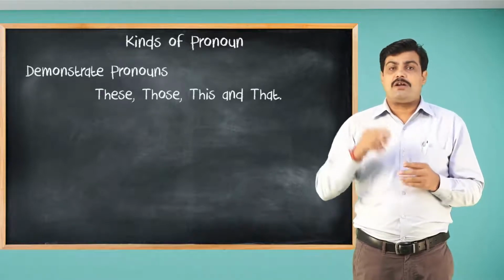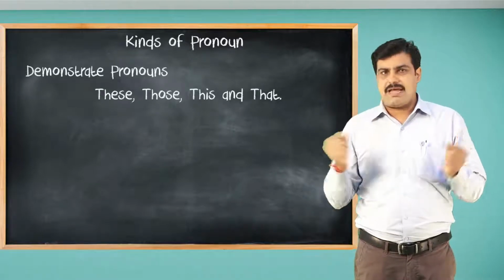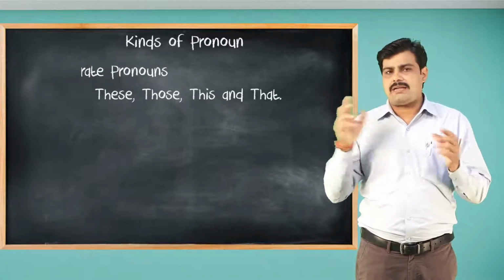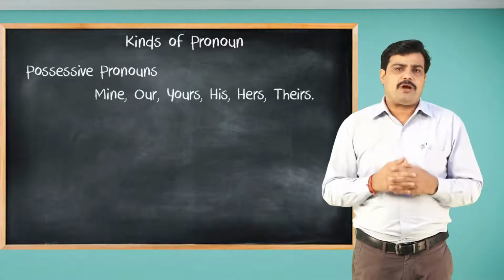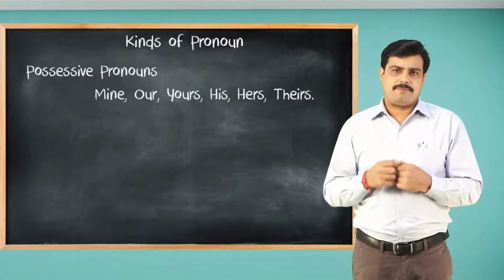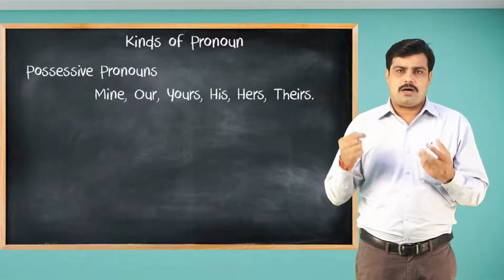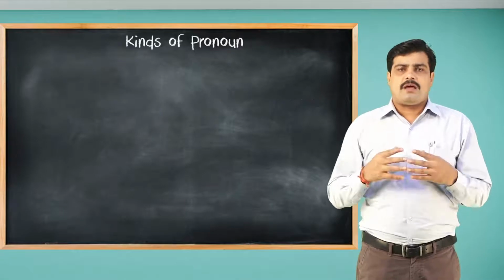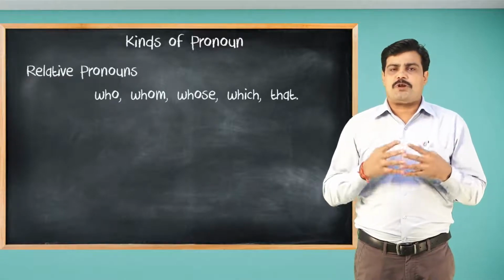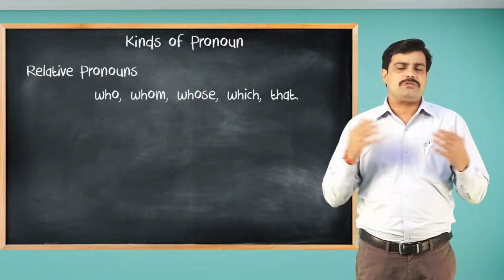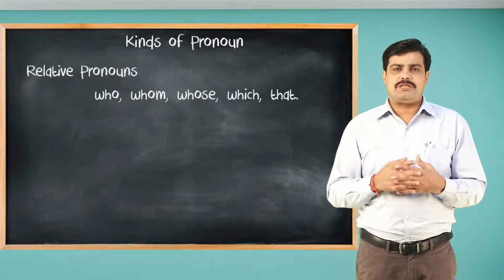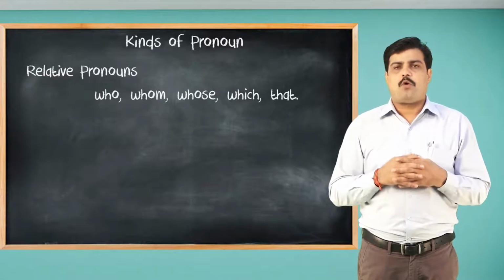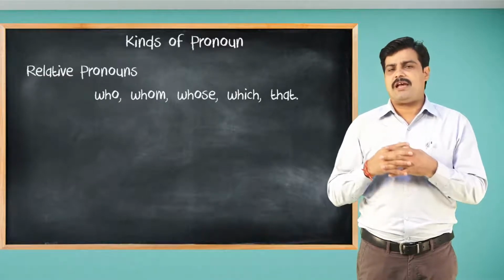Demonstrative pronouns are those which demonstrate things, like these, those, this and that. Now possessive pronouns are those which show possession, like mine, ours, yours, his, hers and theirs. Relative pronouns are those pronouns which relate words or two sentences. We generally use them to combine two different sentences or phrases, like who, whom, whose, which and that.